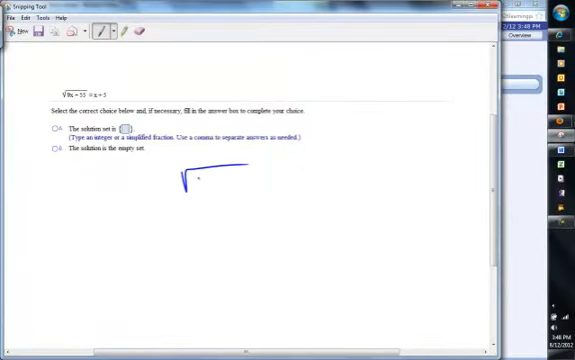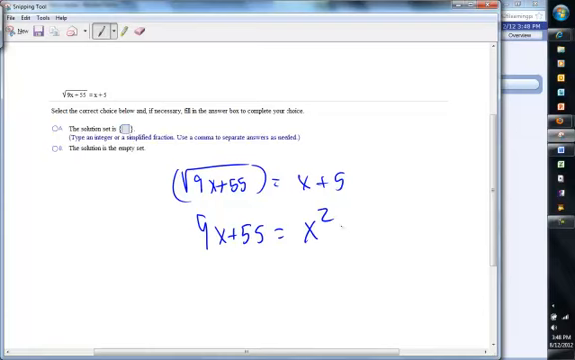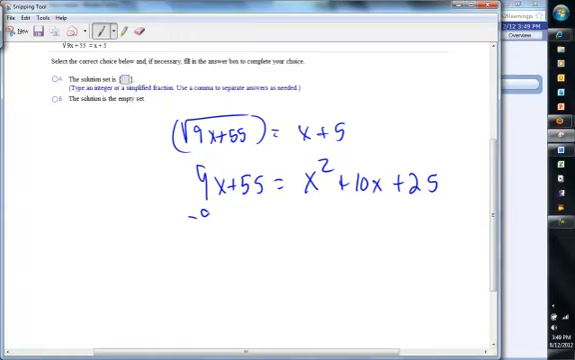Square both sides. Okay, so when we square this, we get 9x plus 55. And when we square this, we get x squared plus 10x plus 25. Subtract 9x from both sides. Subtract 55 from both sides.